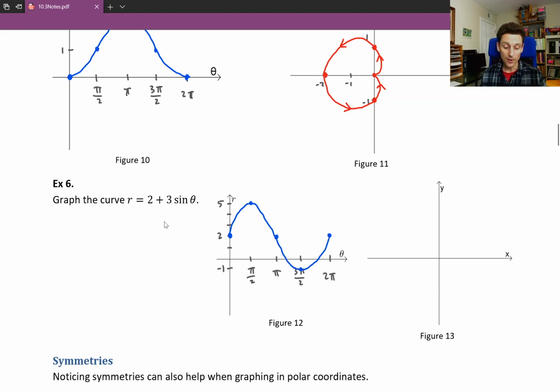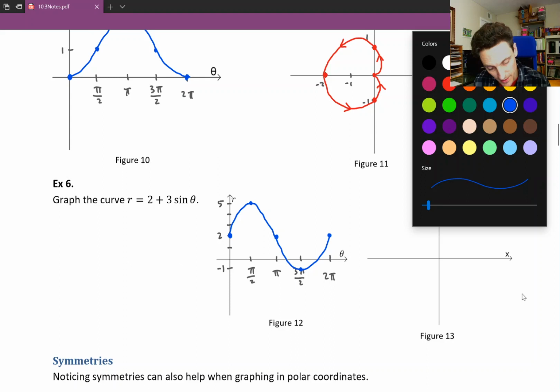So that's what the graph of r equals 2 plus 3 sine theta is in the r theta plane. But again, we're interested in the xy plane. So r representing a distance from the origin, theta representing the angle. So then we're just going to take it one step at a time.